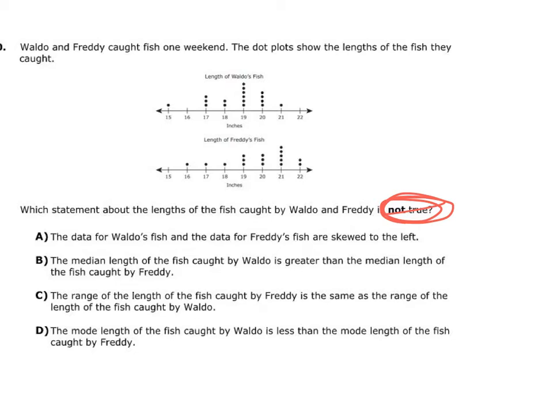So for letter A, it says the data for Waldo's fish and the data for Freddie's fish are skewed to the left. Well, if you look at the data, and you see that, for Waldo, it's skewed to the left.